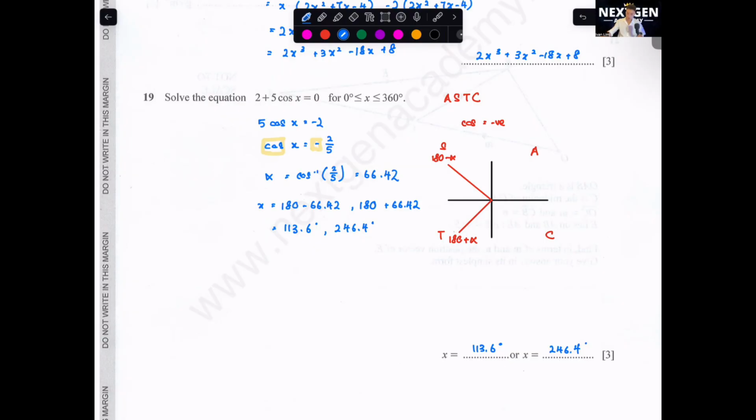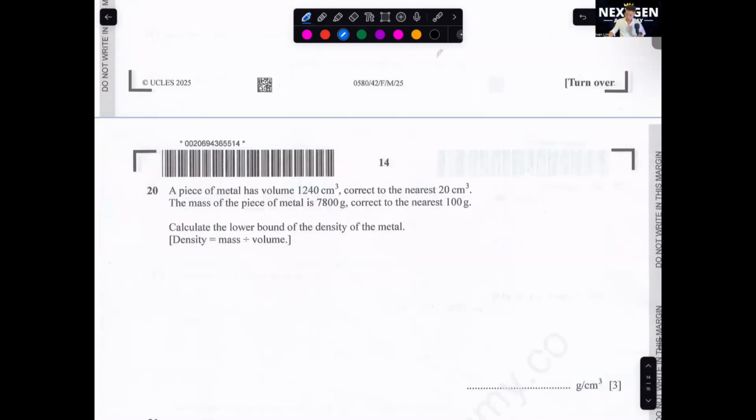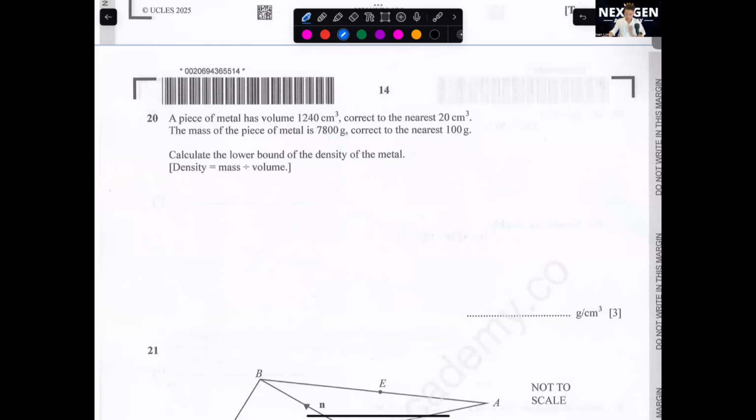Okay, let's go for question 20. We're coming towards the end. A piece of metal has volume 1240 cm cubed, correct to the nearest 20 cm cubed. The mass of the piece of metal is 7,800 grams, correct to the nearest 100 gram. Calculate the lower bound of the density of the metal. Density is equals to mass over volume. They want us to find the lower bound of the density. So what is the combination? The question to ask is how can we get the smallest possible value here? If something divided by something, top will be lower bound, bottom will be upper bound.